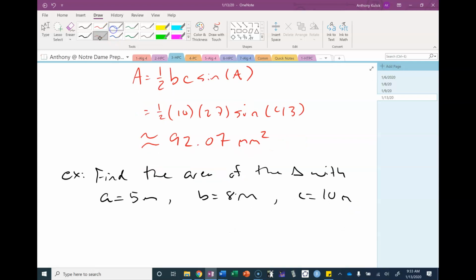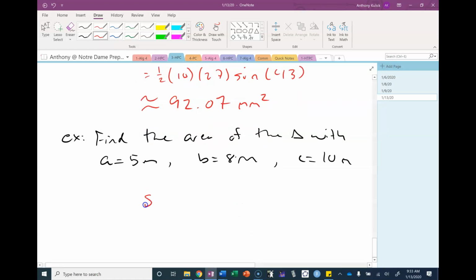So next one, let's find the area of the triangle with side lengths A equals 5, B equals 8, and C equals 10 meters. Which of the three area formulas do you suppose we should use in this case? The third one. So I'm going to start by calculating my value for the semi-perimeter. When I do that, I get 11.5. It'll always be a terminating decimal, I guess, since we're dividing by 2. All right, so I'll just plug this in.